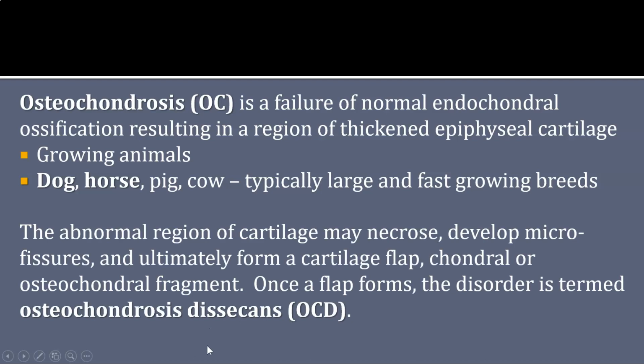This abnormal region of epiphyseal cartilage may necrose or die off, can develop little microfissures, and then ultimately, because of that, it can form a cartilage flap or a chondral or osteochondral fragment. And then once that flap or fragment forms, the disorder will be termed osteochondrosis dissecans, or OCD.